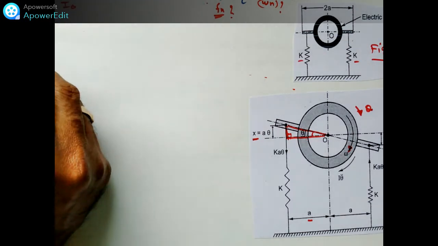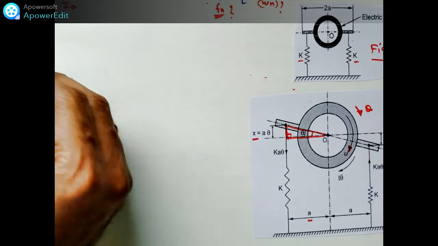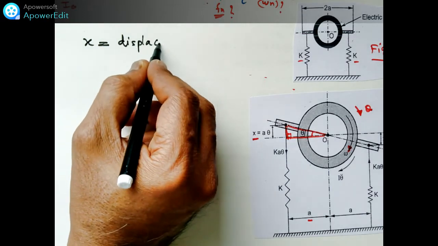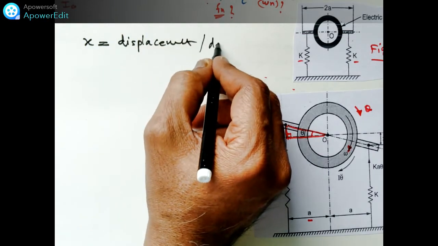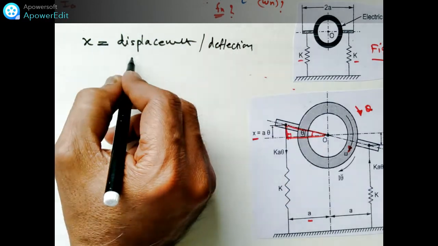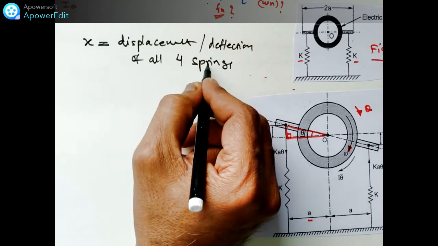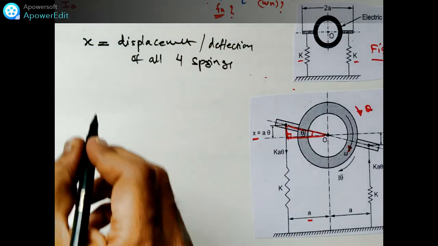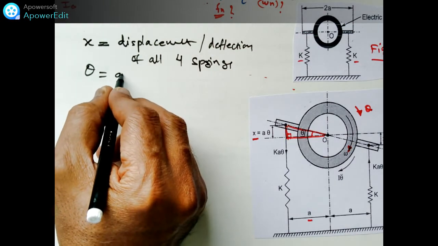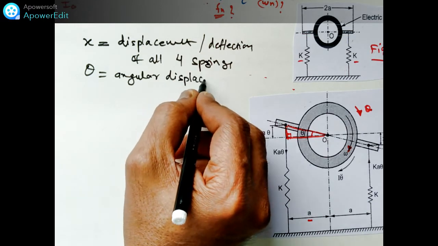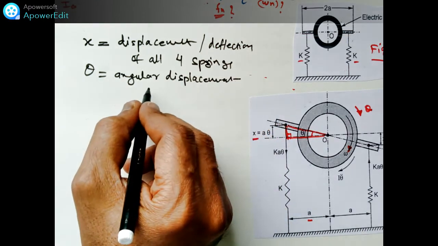So the solution for this one I will write here. To solve this numerical, in this case, this x is the displacement or deflection of all 4 springs, and theta is the angular displacement of this electric motor.